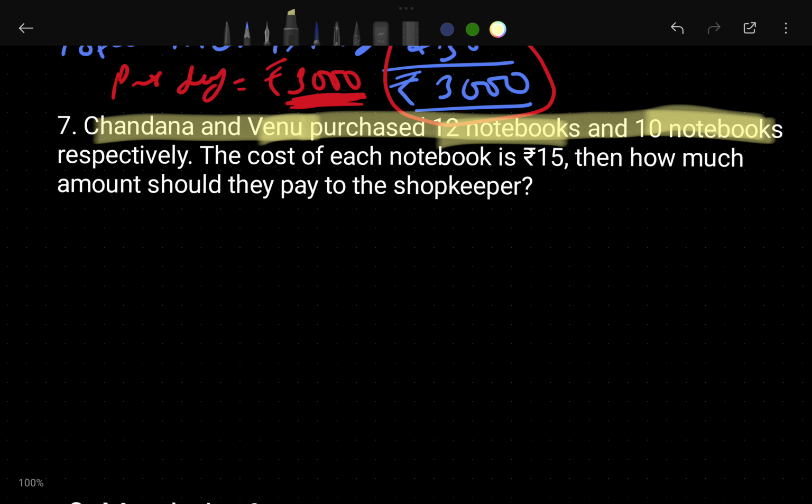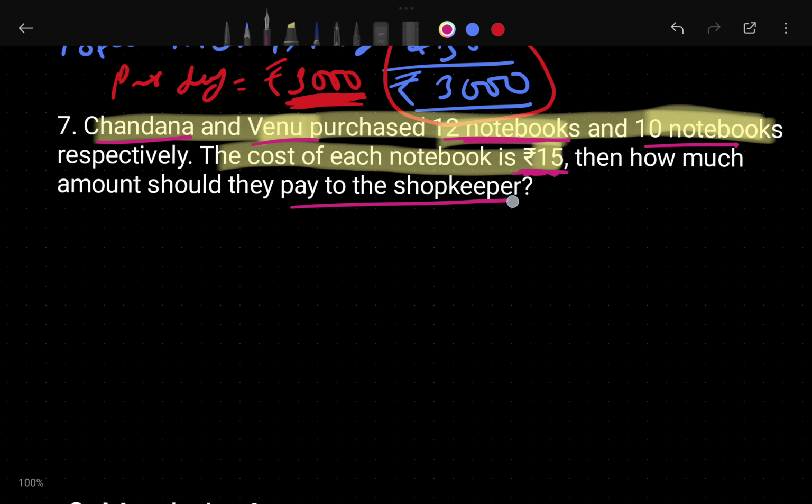Let's do this, but just see that. The cost of each notebook is 15 rupees. What is the cost of the notebook? The cost of one notebook is 15 rupees. Chandana bought 12 notebooks, Venu bought 10 notebooks. The cost of one book is 15 rupees. Then how much amount should they pay to the shopkeeper?